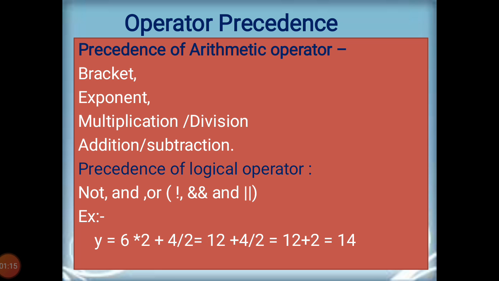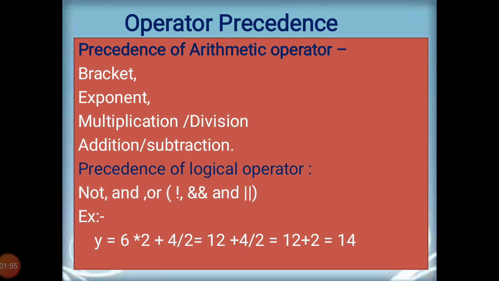Here multiplication and division have the same precedence. Also, addition and subtraction have the same precedence. In this case, the operator which appears first from the left side of the expression will be operated first. For example, y is equal to 6 * 2 + 4 / 2. Multiplication and division have the same precedence, but multiplication comes on the left side, so first we multiply, then we divide.